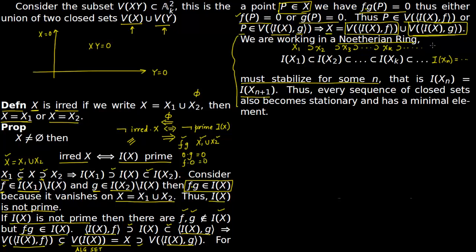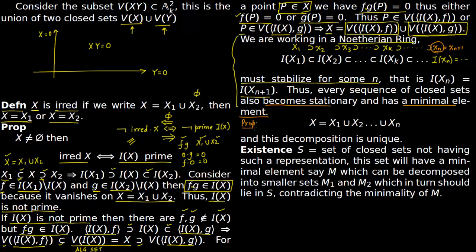So we will also have stability here. You have Xn, then you will have it equal to Xn plus 1, and so on. So thus every sequence of closed sets which is like this becomes stationary and has a minimal element. So the minimal element here will become Xn, corresponding to this ideal here. So now we come to a proposition.